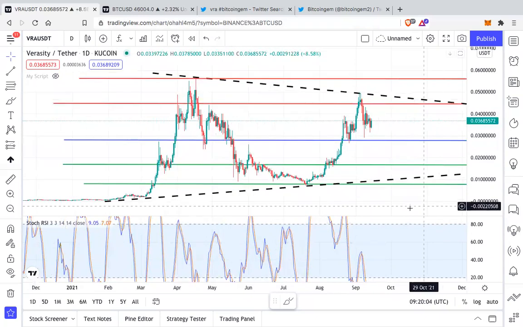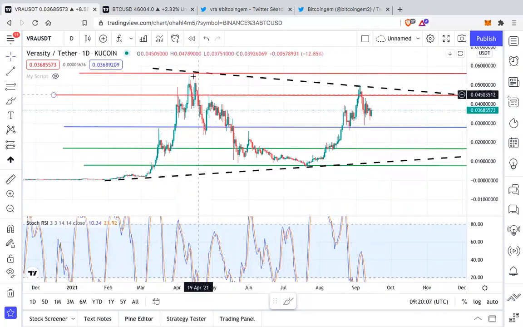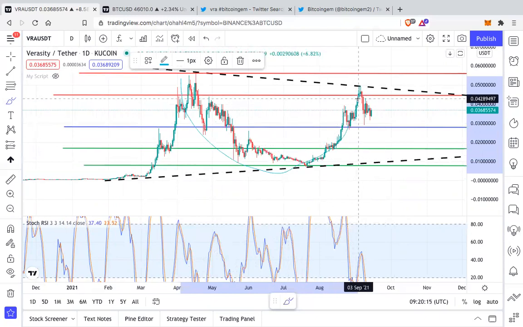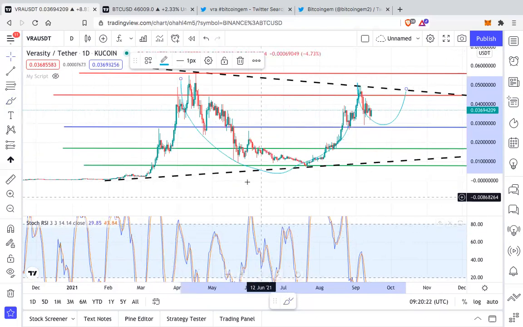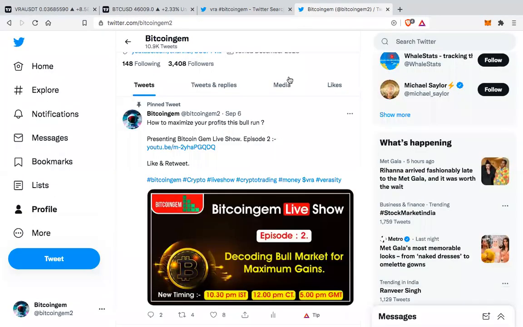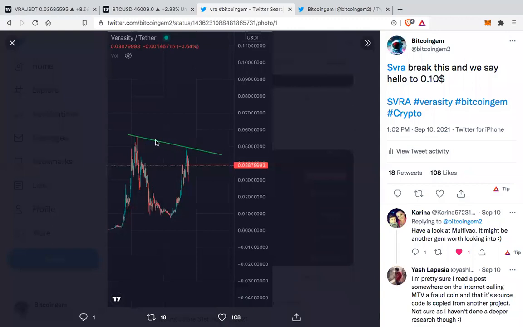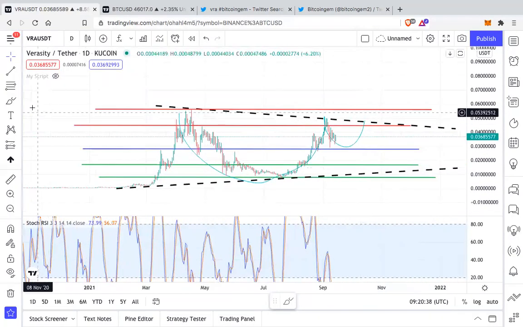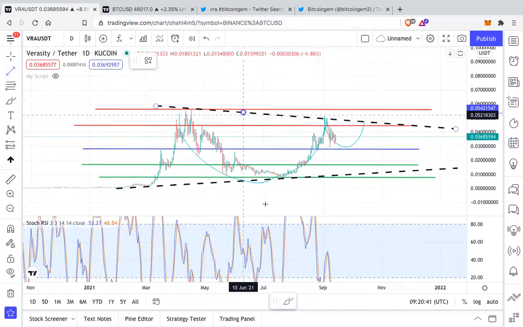Also, if you see, this looks like a giant cup and handle to me, where this will become like a cup and this will become a handle, which again is a very bullish pattern. And I had also tweeted this on Twitter. Let me go back. I had shared this resistance where, if VRA breaks this, we say hello to 10 cents. This is what I see as we break out of this giant cup and handle.